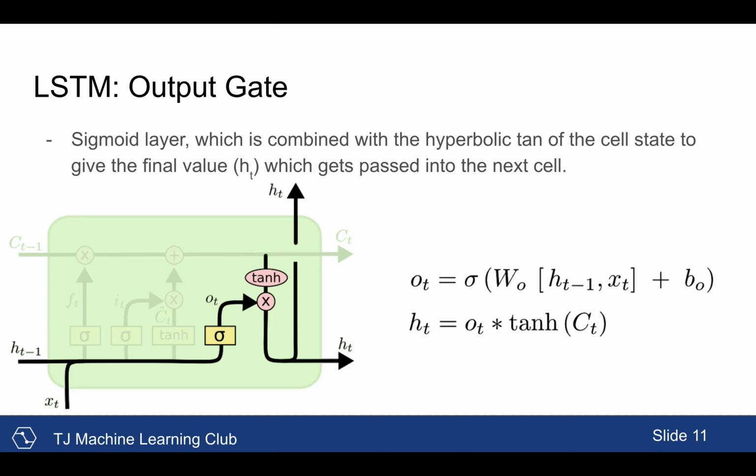The last part of the LSTM is the output gate. Here, it's just another sigmoid layer, which is combined with the tanh, hyperbolic tan again, of the cell state to give the final value which is passed into the next cell. All of these gates would be trained through backpropagation as they're just layers in a network. But because of the large number of layers, LSTMs can be computationally expensive, which is what we're going to be talking about and trying to solve next.